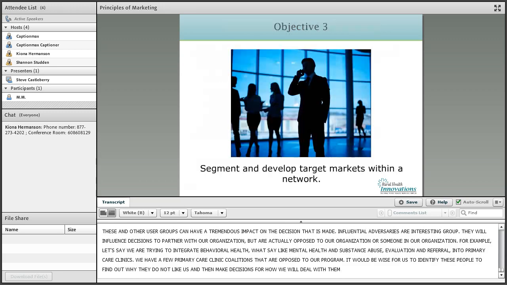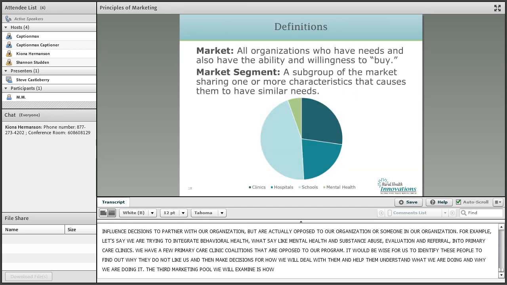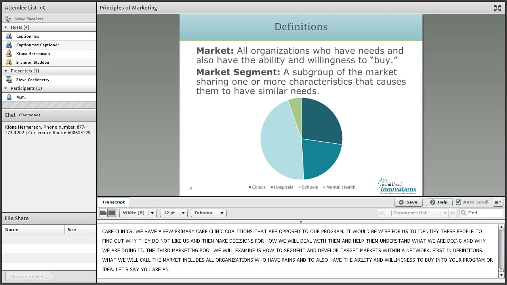There are also people that we call users, who are oftentimes not the deciders, and it would be wise to learn what their pains are and what gains they're looking for. For example, what do the CANs think of the current situation or about your ideas? What do the members of a particular poverty group experience on a daily basis? These and other user groups can have a tremendous impact on the decision that is made.